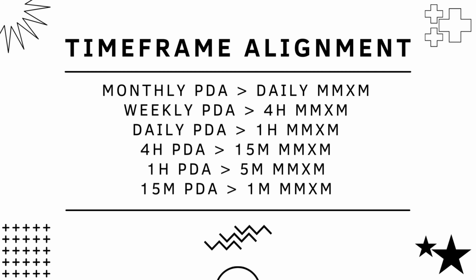I showed this in the previous market maker model video, but this is the time frame alignment you want to be using. So when we're trading off a monthly PD array, you want to look for a daily model, weekly, 4 hour model, and so on and so forth. But this is just a great way of understanding what you should be looking for when we're trading off a specific PD array.